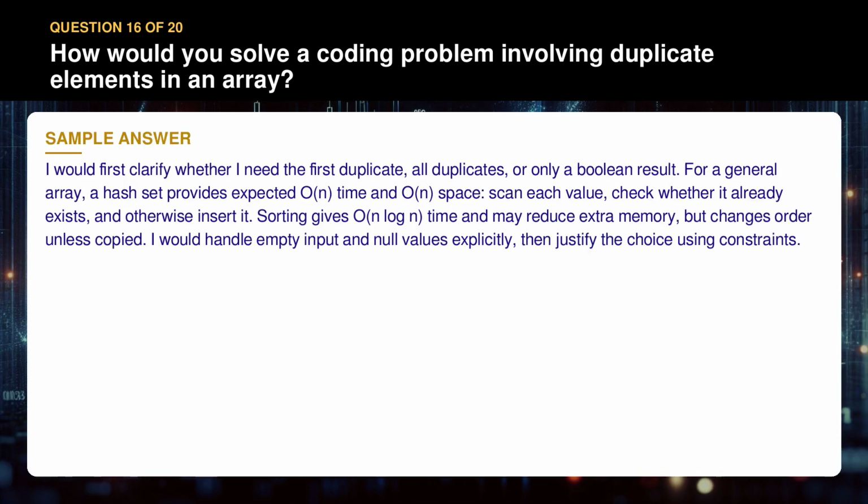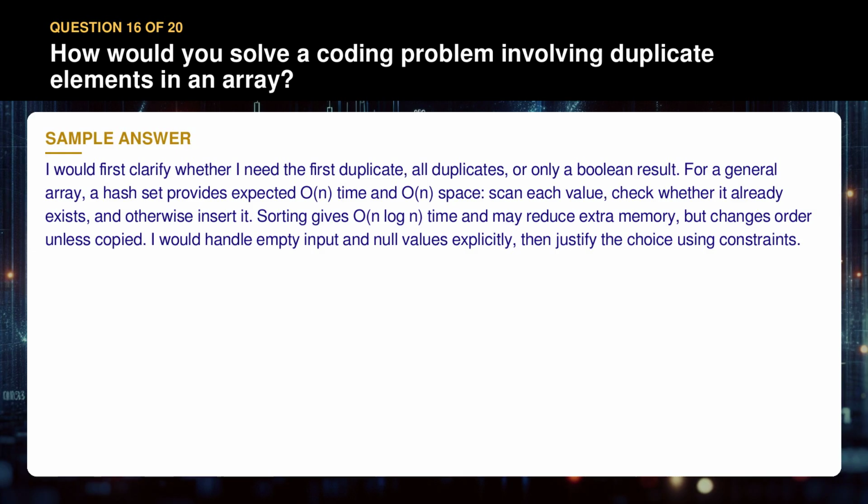I would first clarify whether I need the first duplicate, all duplicates, or only a Boolean result. For a general array, a hash set provides expected O(n) time and O(n) space. Scan each value, check whether it already exists, and otherwise insert it.